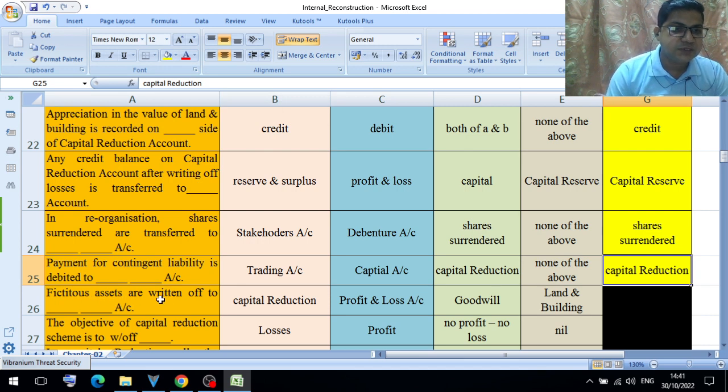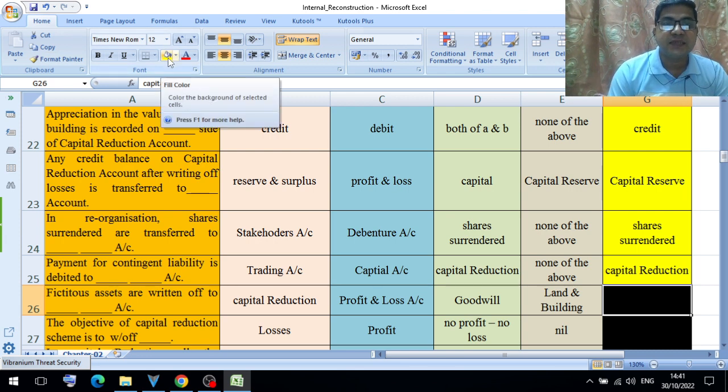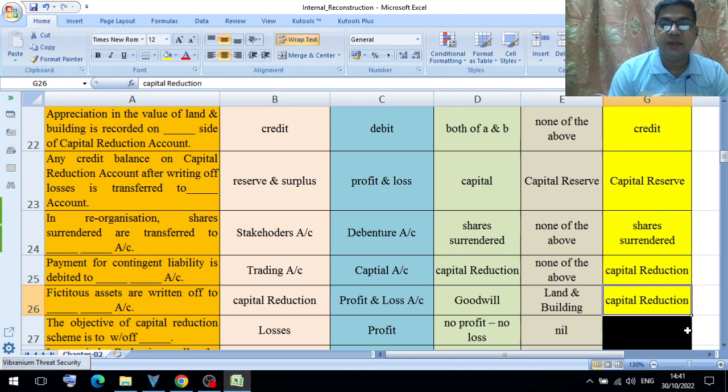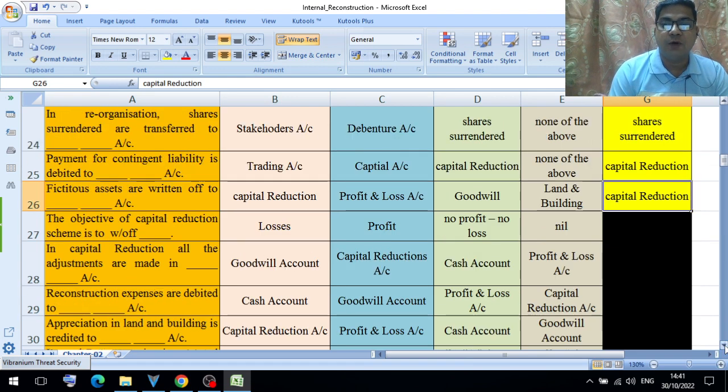Fictitious assets are written off to dash account. Option A, capital reduction account. Option B, profit and loss account. Option C, goodwill account. Option D, land and building. So here it is always transferred to capital reduction account.